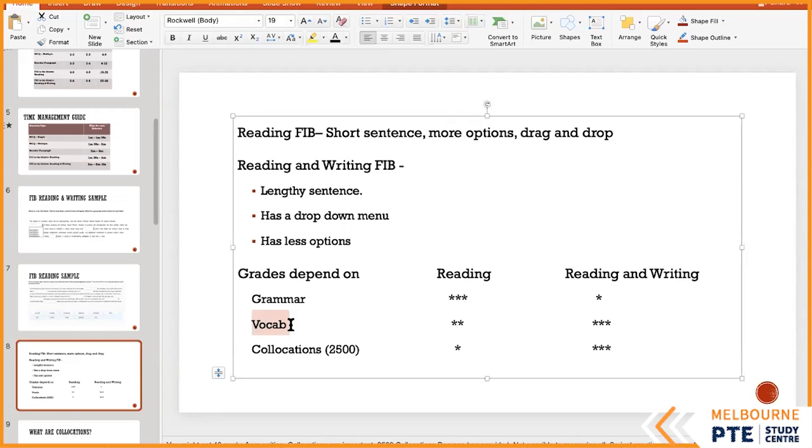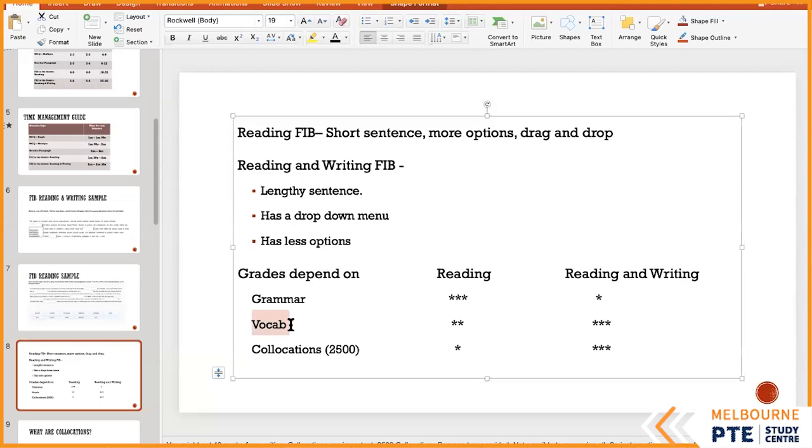Yeah. So grammar are generally rules. And if I know the rules, that means I know the boundaries. And that means I can answer questions easily. Whereas on the other hand, with vocabulary, it's something that I need to practice to improve.